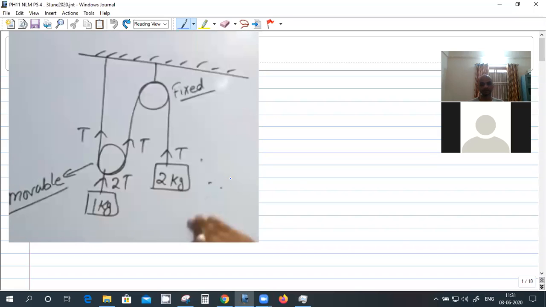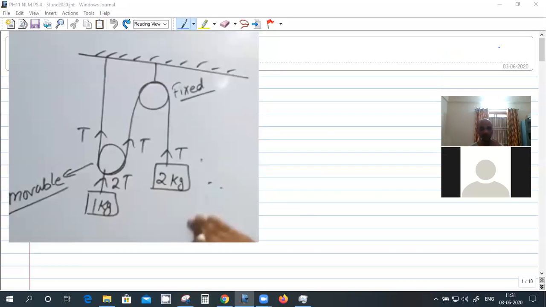Now try to solve this problem. You have to find the acceleration of the blocks. What is the acceleration of the block? Will it be the same or different? Suppose I call this acceleration A1. Let me assume it's going down.